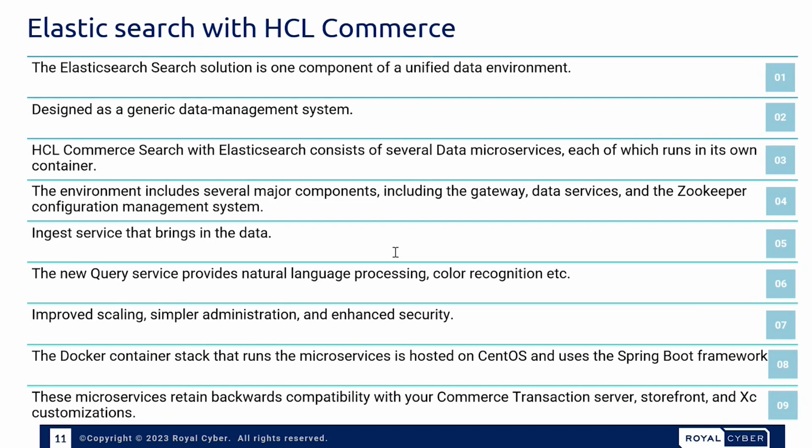The Docker container stack that runs the microservices is hosted on CentOS and uses the Spring Boot framework. These microservices retain backwards compatibility with your commerce transaction server, storefront, and XE customizations. For customers who need backwards compatibility, the previous Apache Solr based search solution is still available. The search API remains the same regardless of whether you're using Solr or Elasticsearch, which means that most customers will be able to switch to Elasticsearch with no impact on the storefront.